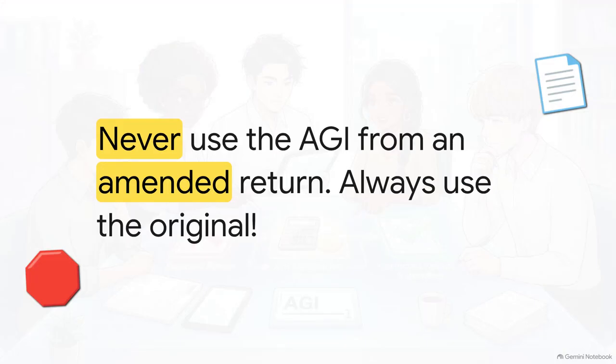Okay, listen up, because this is a massive trap that catches so many people. If you amended your tax return last year using Form 1040X, or if the IRS sent you a math error notice that changed your total, you actually must ignore those updated numbers for e-filing purposes. Yeah, you heard that right. The IRS e-file system almost always keys off the AGI from your original unamended return. Always use that first number.